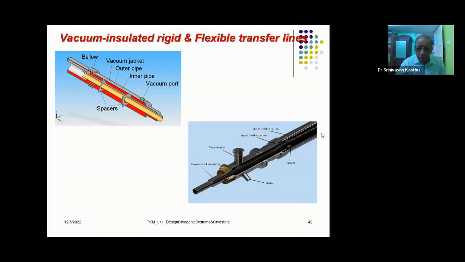In the case of a flexible transfer line, the inner line is a flexible bellow, and similarly the outer line is also a flexible bellow. The interspace is evacuated by bringing them to rigid sections and then connecting the appropriate ports for evacuation purposes. So the ends of the flexible lines form a rigid section, and the cryogenic fluid will pass through this particular central pipe.